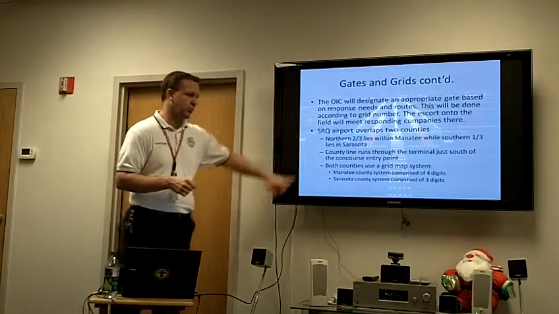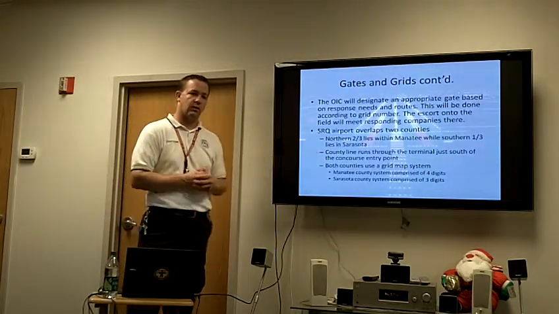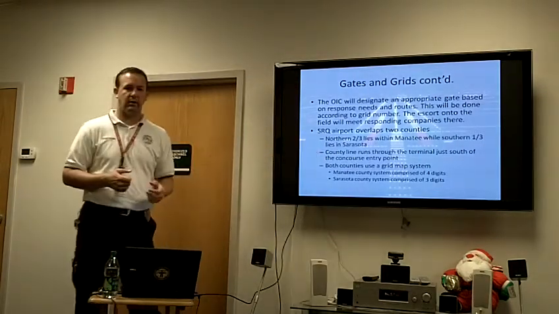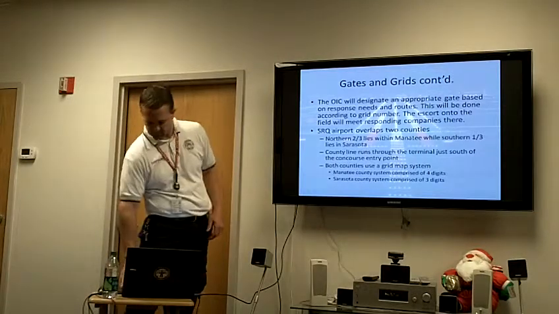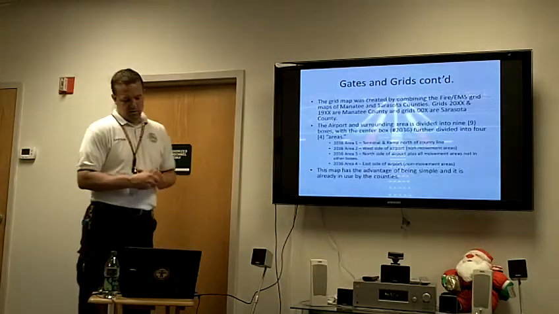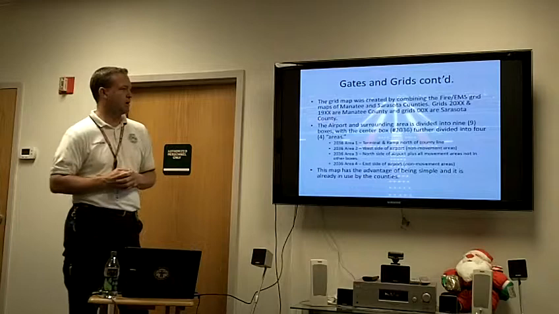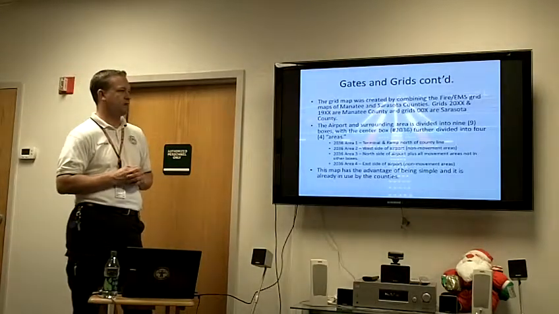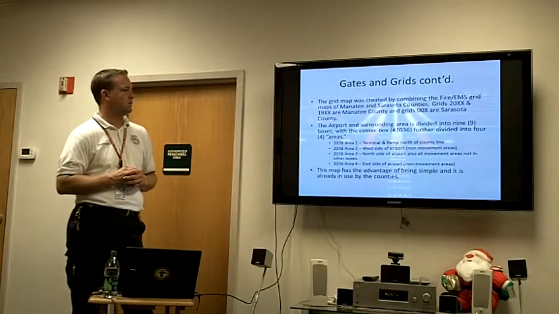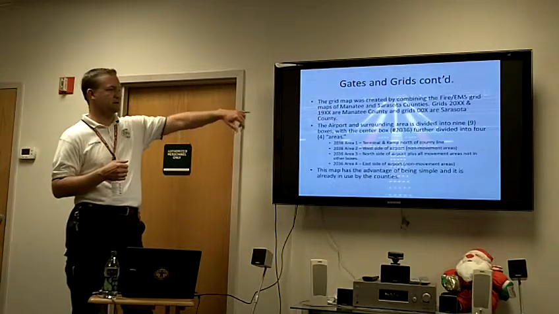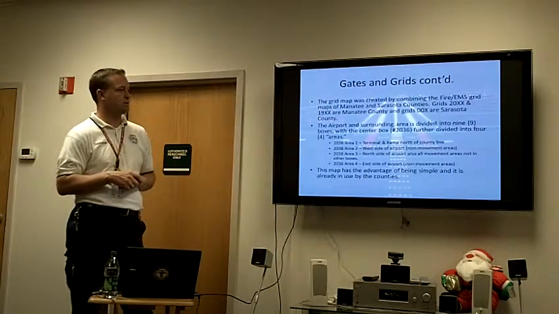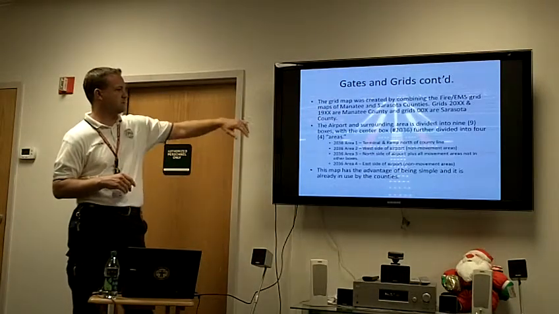Manatee County uses a system of 4-digit grid coordinates and Sarasota County uses 3-digit grids. The grid map was created by combining the Fire and EMS grid maps of Manatee and Sarasota counties: grids 20XX and 19XX for Manatee County and grids 00X for Sarasota County.